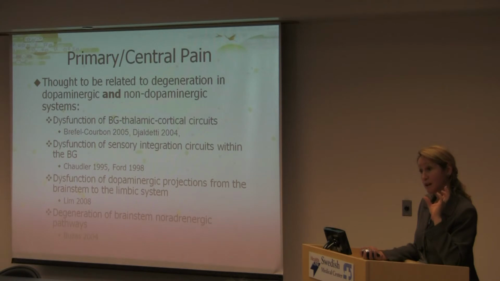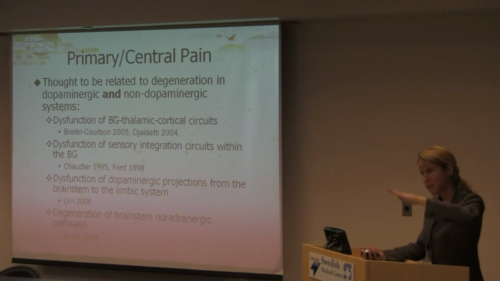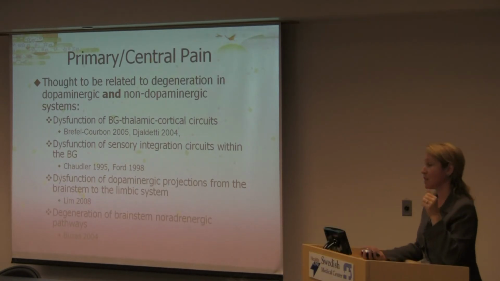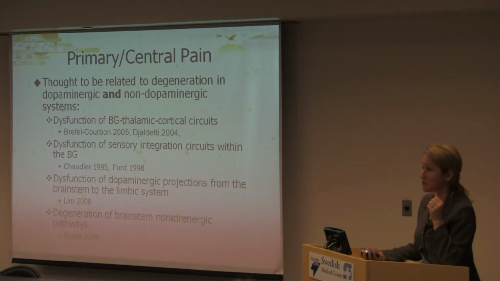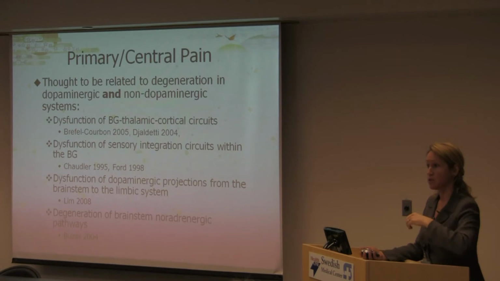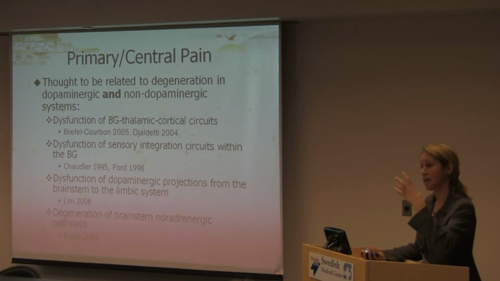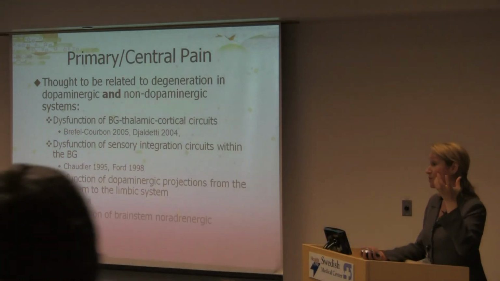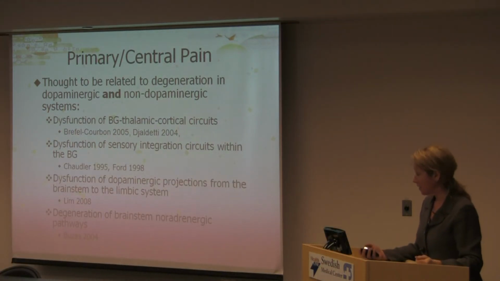And so there's some thought that there's some problem in the sensory integration and some trouble with muting pain signals. And then there's also a theory that there's degeneration in the brainstem as it talks to the limbic system, which controls our emotions and can control the perception of pain. And all those areas are being looked at.